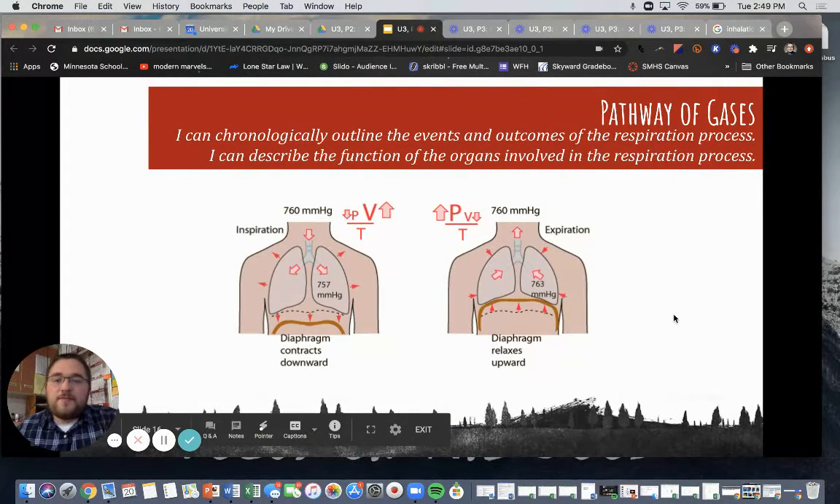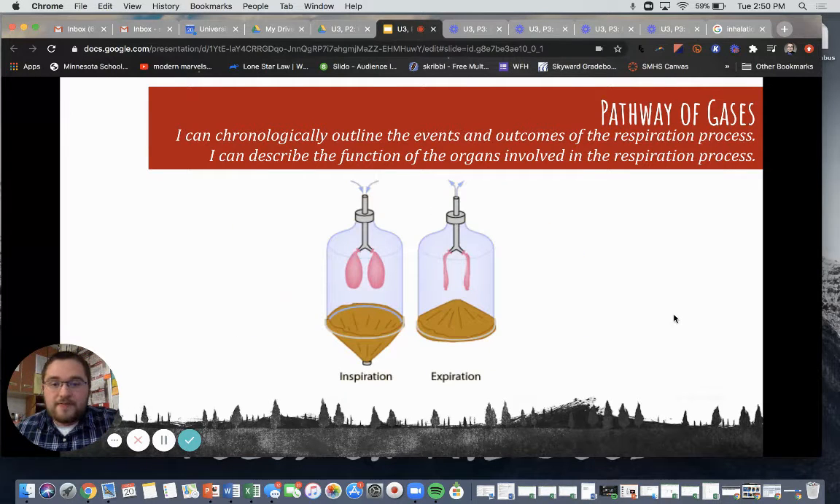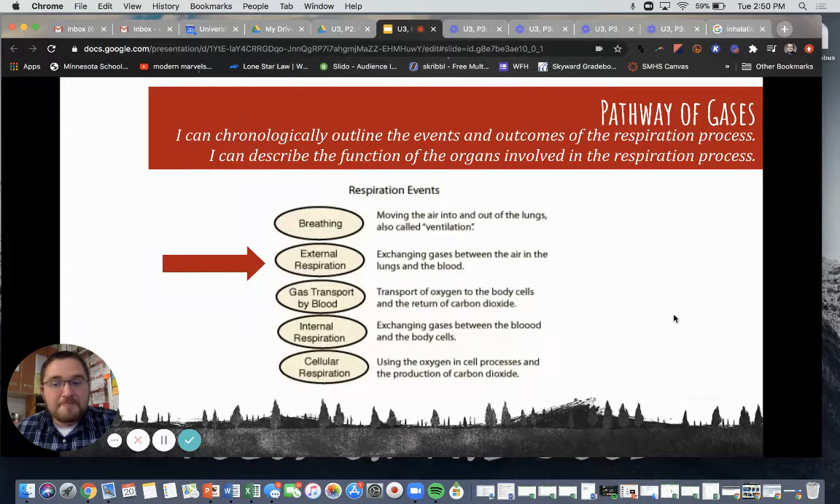We can confirm this here on this diagram. So as the pressure goes down on the left-hand side, when we have contraction downward, inspiration or breathing in, the volume goes up. And on the other side, when the diaphragm relaxes upward in the expiration or breathing out, our pressure goes up and our volume of our lungs goes down. Again, this is another diagram that may help you if you're interested in looking at that.